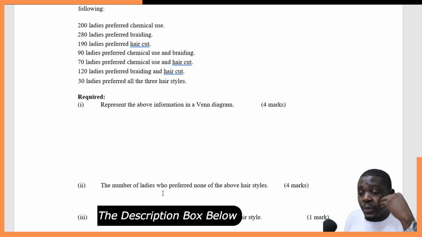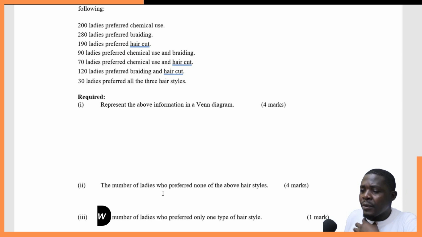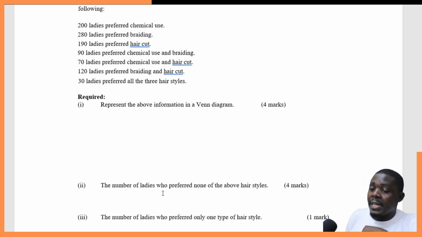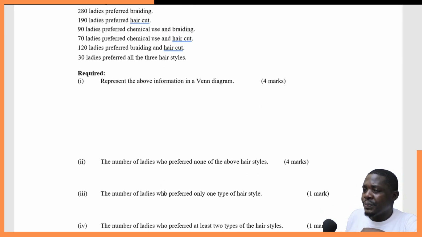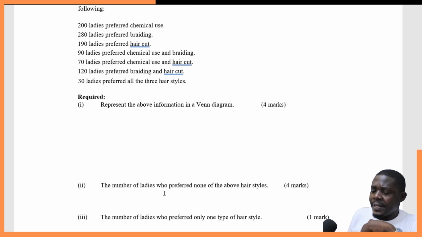Roman 2, calculate the number of ladies who preferred none of the above hairstyles, then the number of ladies who preferred only one type of hairstyle, and lastly, the number of ladies who preferred at least 2. Now, let's present this information in a Venn diagram.